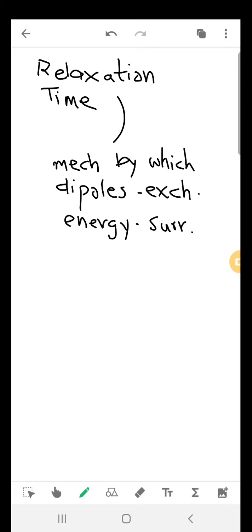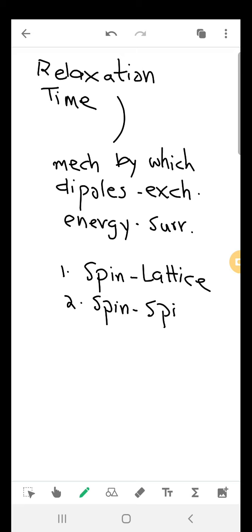There are two types of relaxations. One is called spin-lattice relaxation, and another one is called spin-spin relaxation. Now, the two mechanisms can be separated readily, one being at strong field and low frequency, the other being at weak field and high frequency.